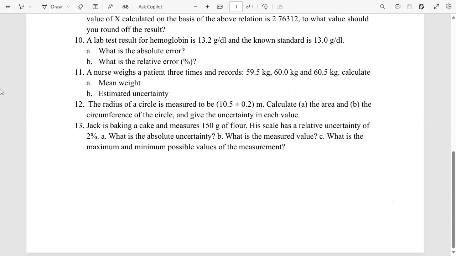Question 11. Question 11 is saying a nurse weighs a patient 3 times and records 59.5 kilograms, 60.0 kilograms, and 60.5 kilograms. Calculate A, the mean weight, and B, the estimated uncertainty.